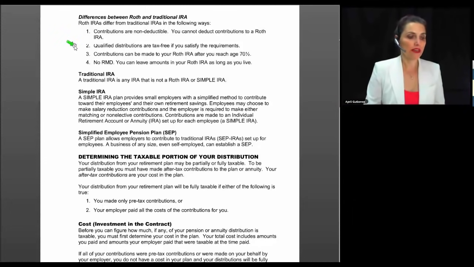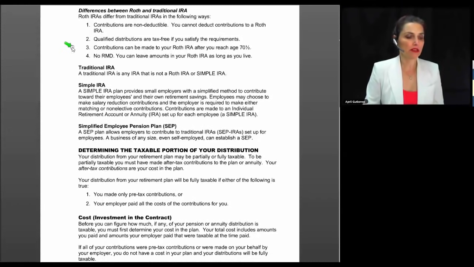Now, with a Roth account, qualified distributions are tax-free if you satisfy the requirements, but with a traditional IRA, the distributions will be either fully or partially taxable. Contributions made to an IRA can be made after you reach the age of 70 and a half, and there is no required minimum distribution amount from your Roth IRA as long as you are alive.